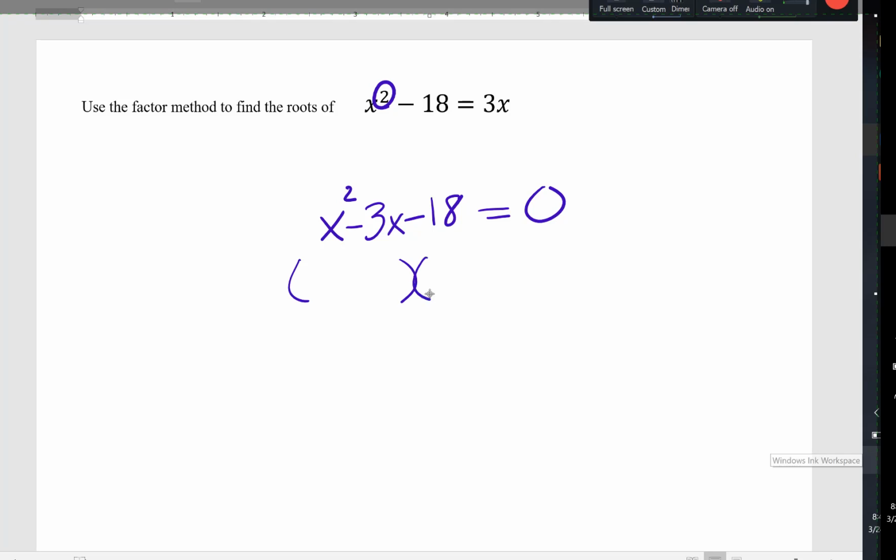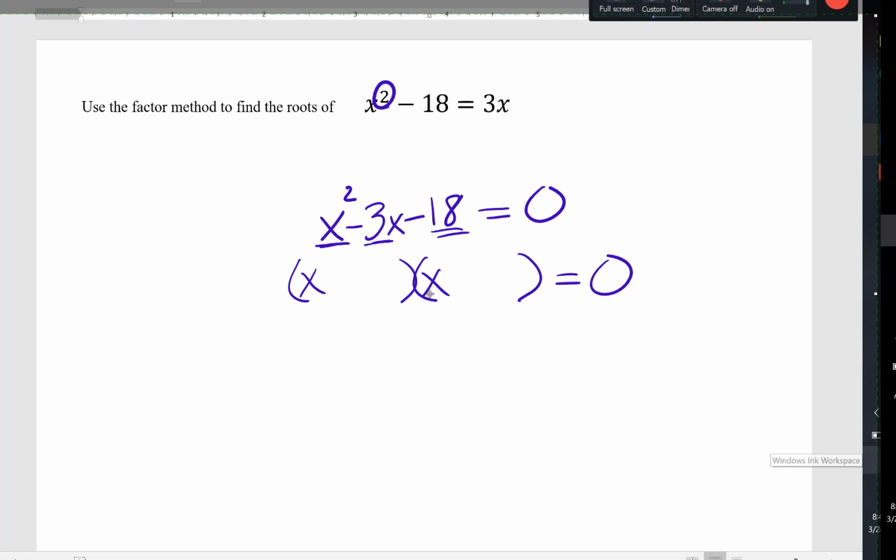And we factor a quadratic trinomial by setting up 2 sets of parentheses. We choose the first terms in the parentheses by looking at the x squared term. What do you multiply together to get x squared? It would be x times x. And then you look at your constant term, and you're looking for 2 numbers whose product is negative 18 and whose sum is negative 3.